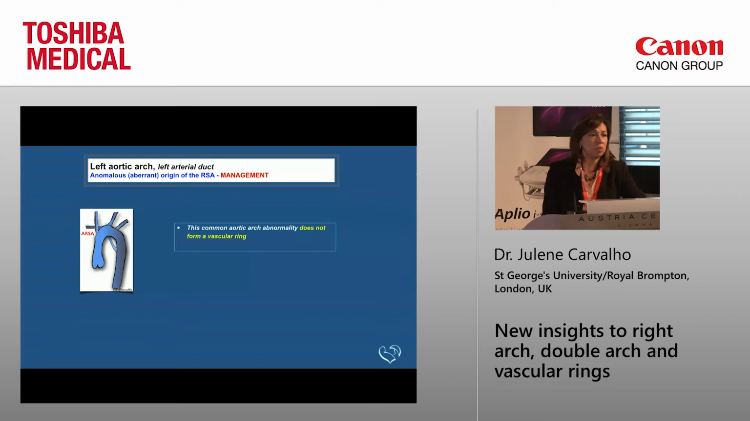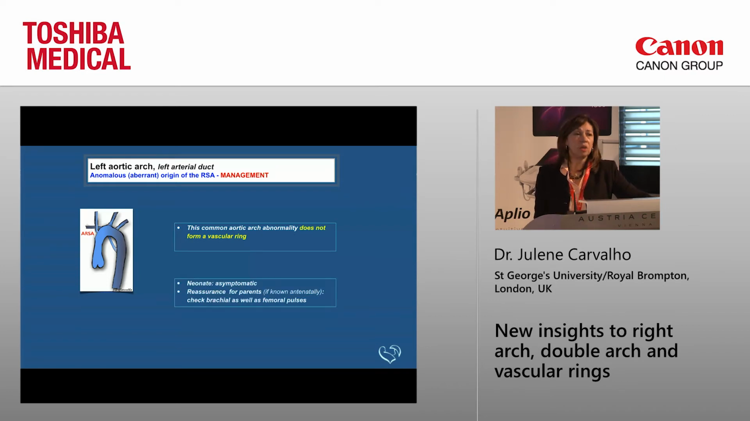From the cardiac point of view, it is important to know that if you say that to the family, they get very worried, but this does not form a vascular ring. So left arch, left duct, aberrant right subclavian artery, it's not a vascular ring. The neonate is asymptomatic, and we don't expect any symptoms. You can reassure the family, but sometimes it's important to check that the brachial pulses are normal, because they think it's coming from the wrong place and there may be a problem, and that's not usually the case. The only case when it may be a problem is if you have a right duct as well, instead of a left duct in a left arch.